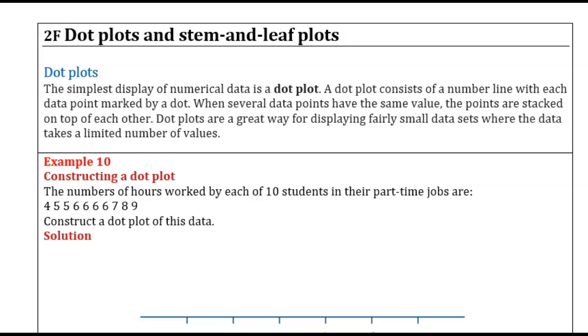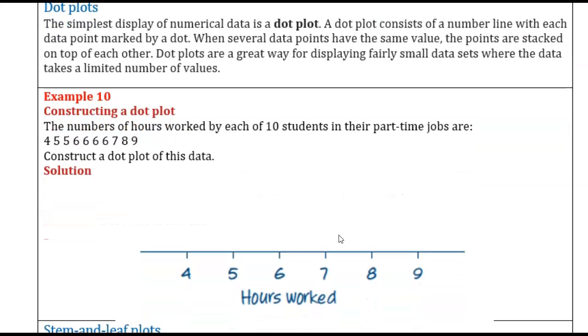So, example number 10, constructing a dot plot. The number of hours worked each day by each of 10 students in their part-time jobs are given, and here is our dot plot. Basically we're going to have a dot for every data point. So 4, we're going to have a dot there for 4, and then we've got 2 5s, and try to line them up. Your first point lines up, and then when we have 2 points, they line up as well. How many 6s? 1, 2, 3, 4 6s.